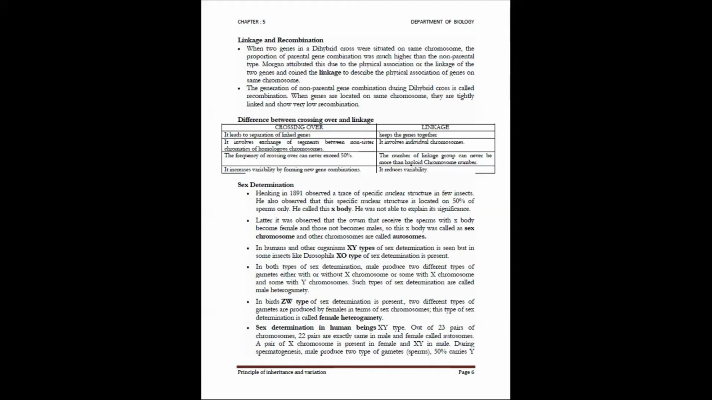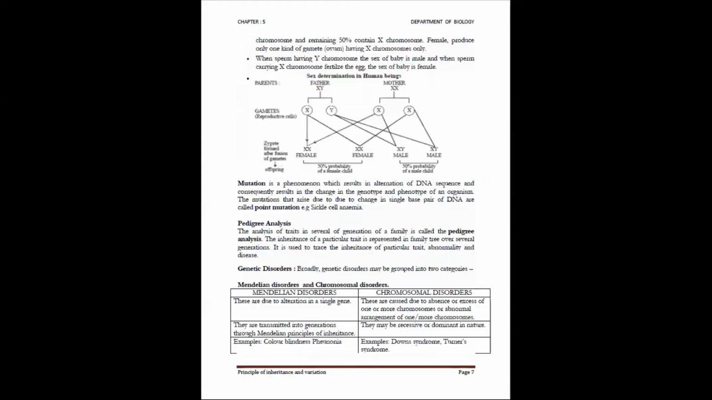So moving on to the next part of sex determination, this is for human and Drosophila, where a human would be having XY and XX. Drosophila will be having a different type of sex determination, and the birds will have a different type of sex determination, along with the alphabetical depiction for the factors or the alleles. This is what they would ask for.